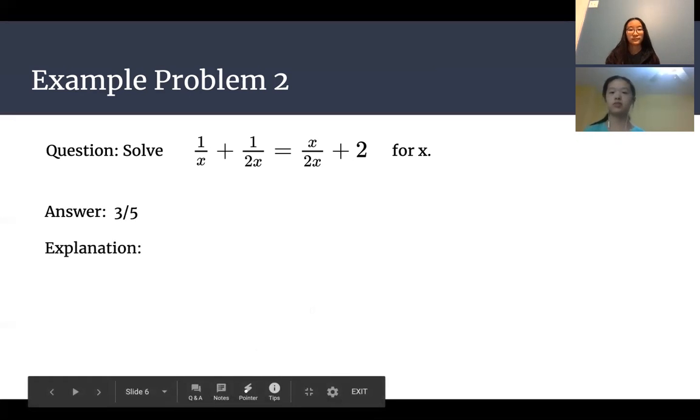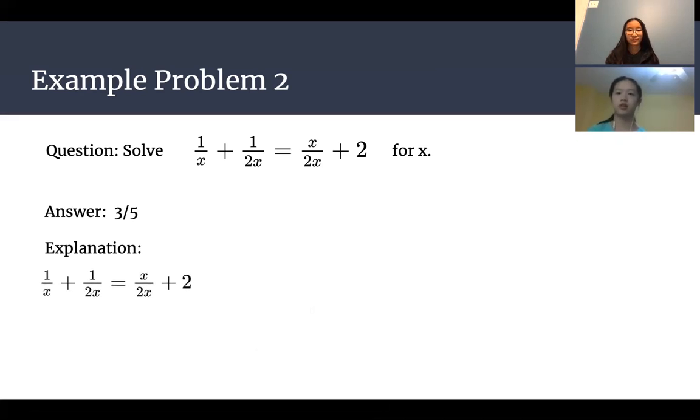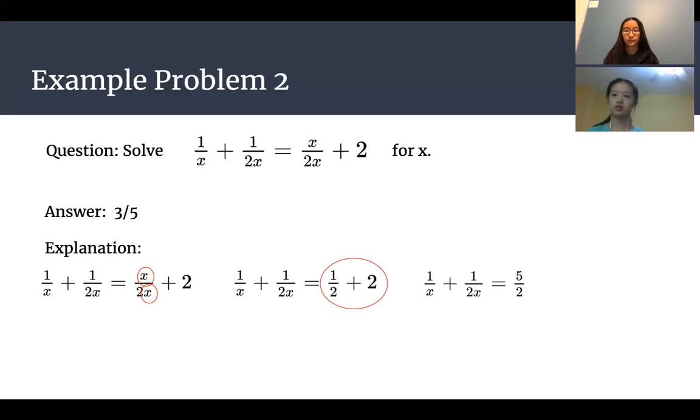So the answer for this would be 3/5. And so here's the explanation. Here's the original equation. The first step I would take is look at the x over 2x term. We need to try to cancel out those x's. So once you cancel them out, we simplify the term to 1/2. And once we do that, we can see that both of these are numbers which we can add to get 5 over 2.